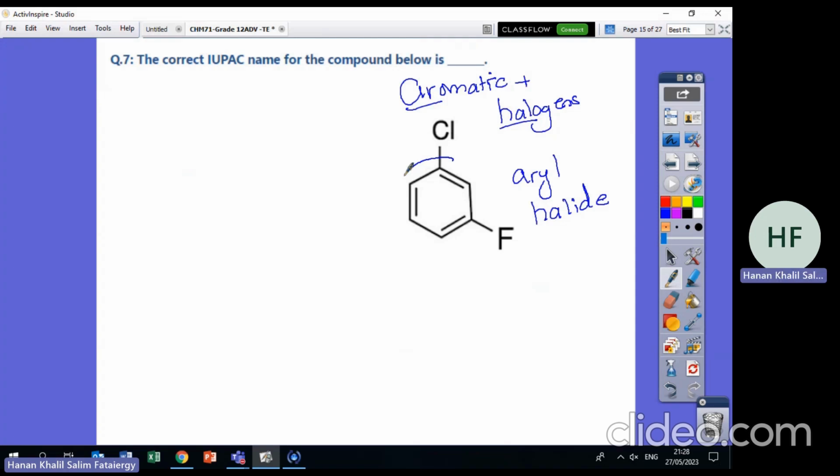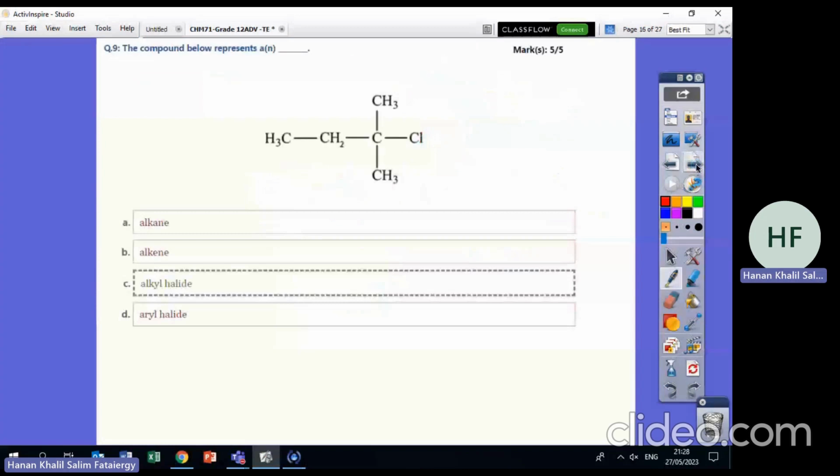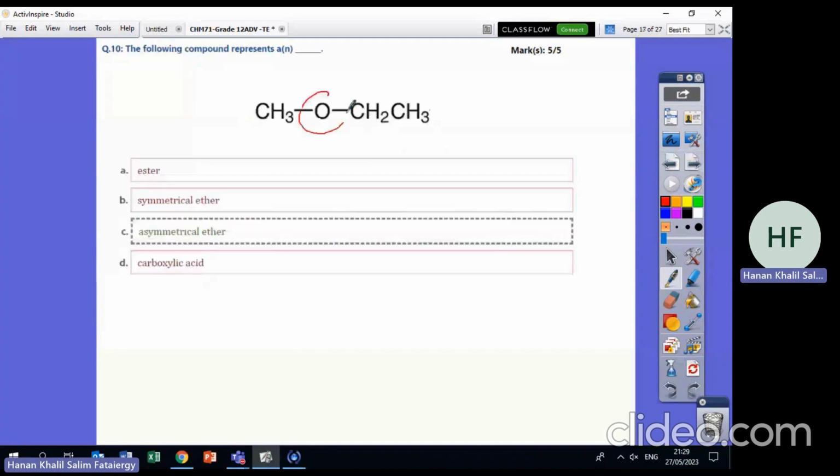Now this compound is alkane plus halogen. What do I call it? Alkane plus halogen, remember the halogens are group 17. I call it alkyl halide. Now this one has oxygen in the middle. This is ether. This is methyl and this is ethyl, so they are not the same. I call it asymmetrical ether.